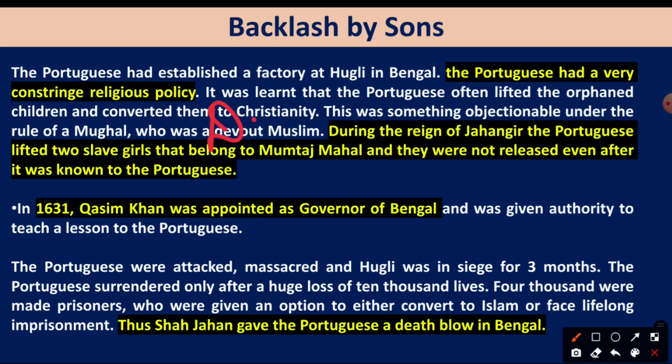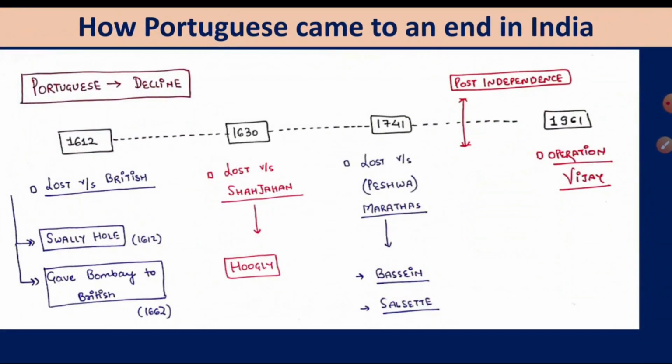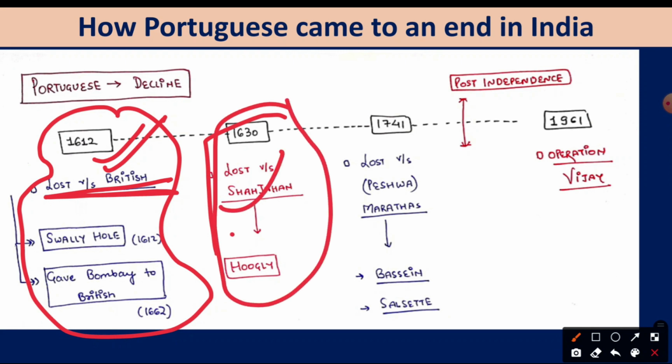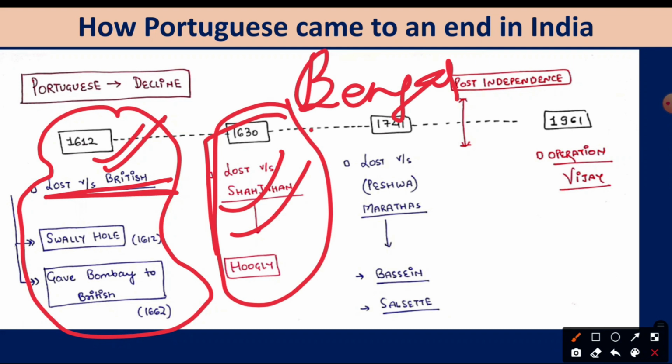So obviously, they were devout Muslims, and they said that live and let live won't work, especially if you are doing active conversion of people to Christianity, and this will not be tolerated. This became one of the parts of the decline of the Portuguese in India. We will read about the Portuguese and British conflict more when we talk about the British, and how they lost to the British in the Battle of Swally in 1612. We have read how in 1630 Shah Jahan effectively took over and delivered a death blow to these people in Bengal.